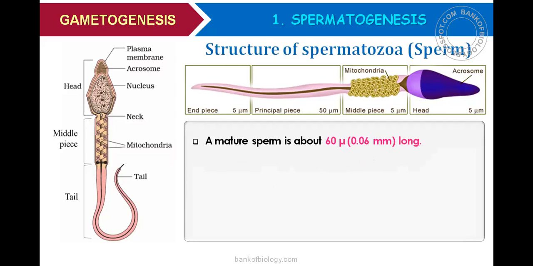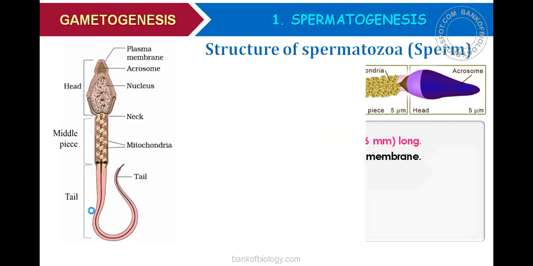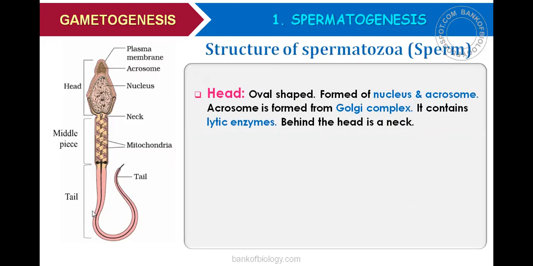That axial filament is present in the tail, which makes the locomotion. A mature sperm is about 60 micron, 0.06 millimeter long, and the sperm is enveloped by plasma membrane. The whole sperm is enveloped by plasma membrane. As we said, the sperm consists of three portions: head, middle piece, and tail. The head is oval shape, formed of nucleus and acrosome.